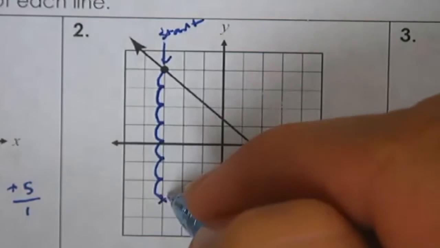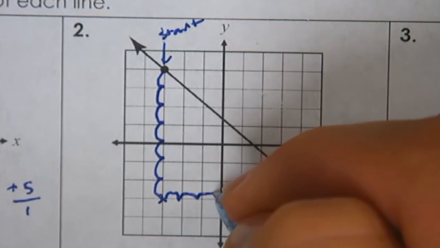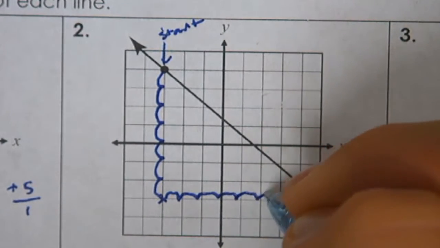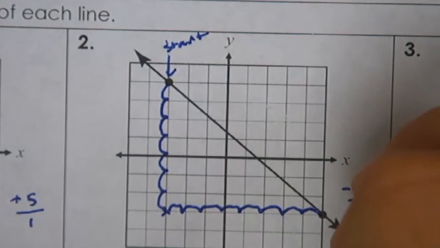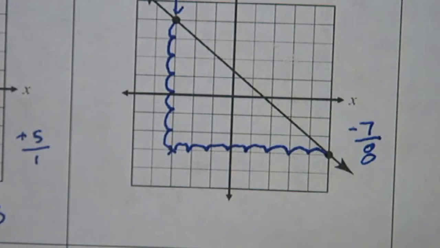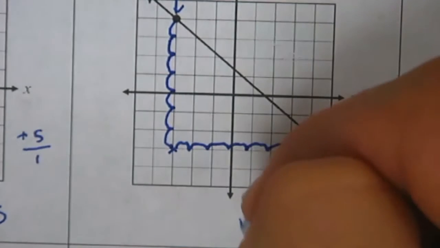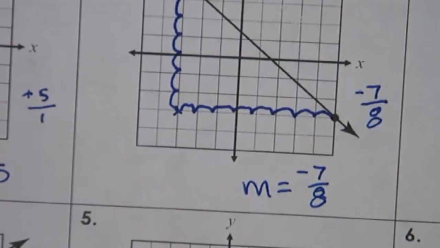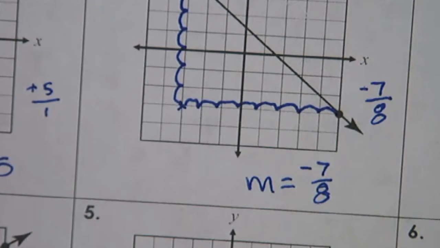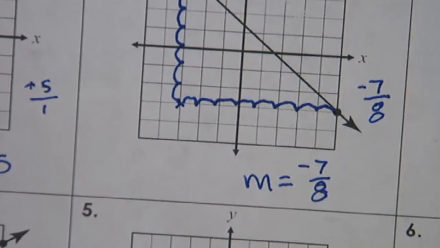And then I'm going to go to the right: 1, 2, 3, 4, 5, 6, 7, 8. So I went over 8. Now that bottom number is always positive. It's the top number that's going to be either negative or positive. In this case, I can't simplify that, so my slope is -7/8. We can always try to simplify it a little bit if we can.